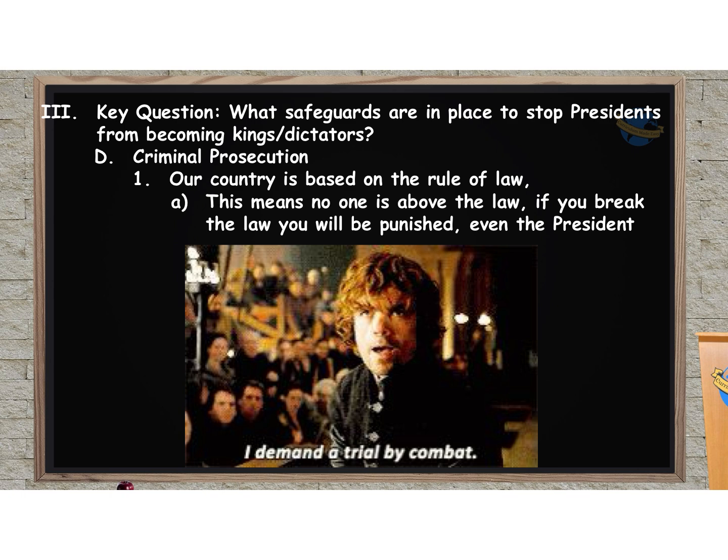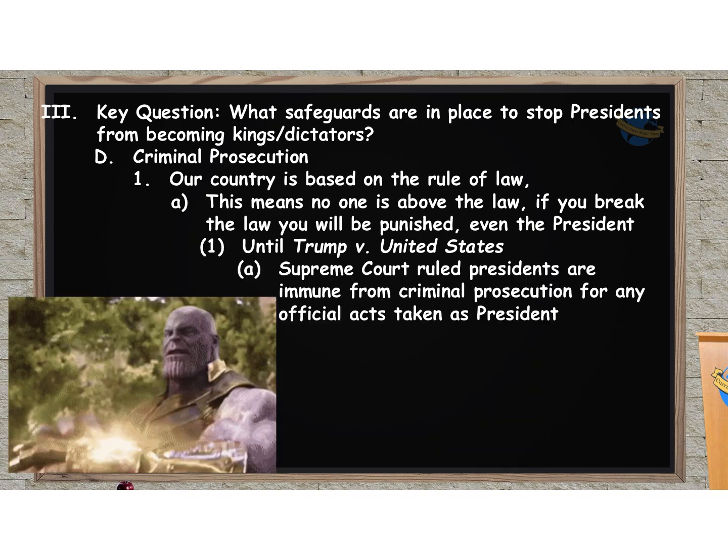There is also criminal prosecution. Our country is based on the rule of law, which means no one's above it. If you break the law, you will be punished, even the president. At least that used to be the case until this summer of 2024, when the Supreme Court issued a decision in a case called Trump v. United States, where the Supreme Court ruled that presidents are immune from criminal prosecution for any official acts taken as president. Effectively, the Supreme Court said that if you're president of the United States and you're using one of your legitimate powers as president, but you use it to commit a crime, you cannot be held responsible for that crime because you're acting as president using the powers of the presidency, thus putting the president above the law in many cases.